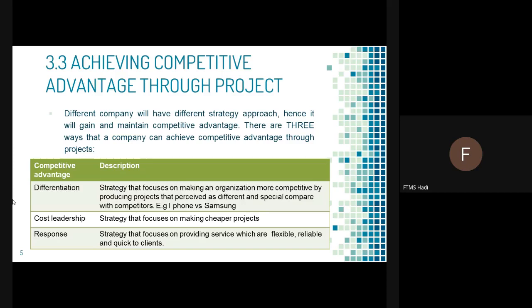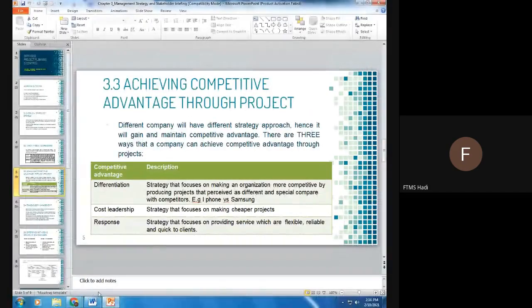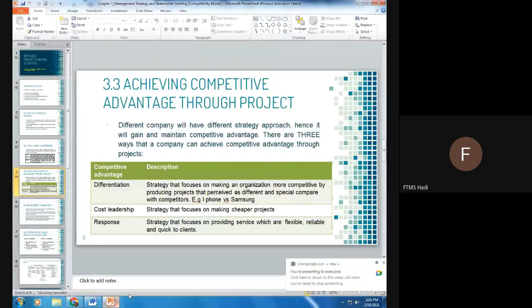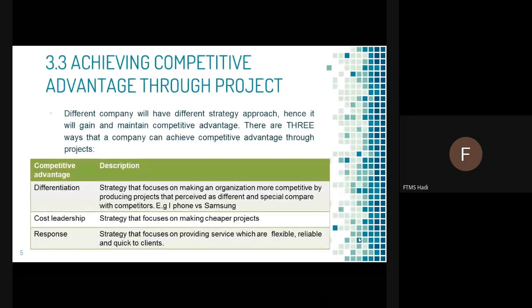That means something that others don't have. Okay, that's the first one. The second one, cost leadership. Cost leadership is the strategy that focuses on making cheaper projects. So cost leadership means that the company competes more on cost. That means cost oriented. They go for the lower cost.